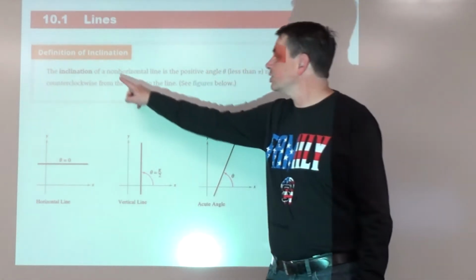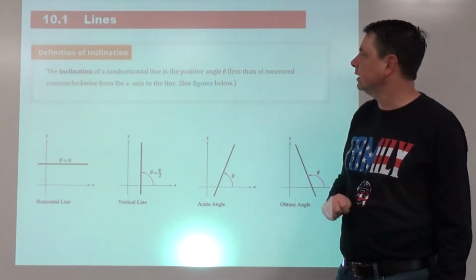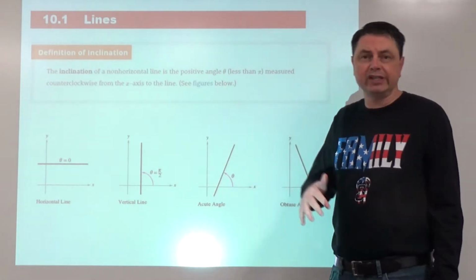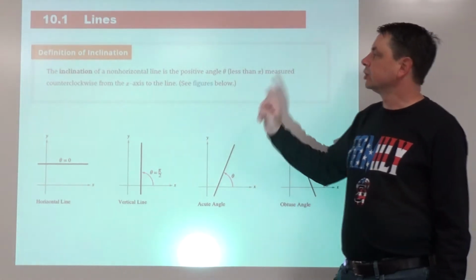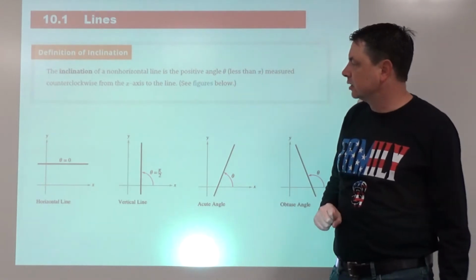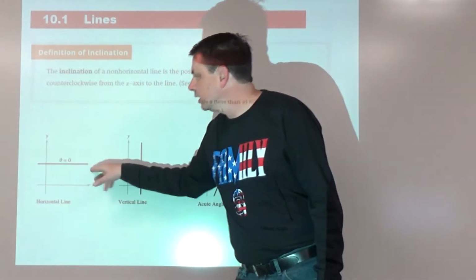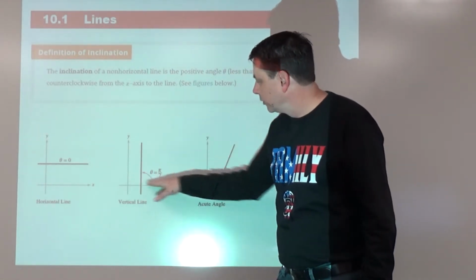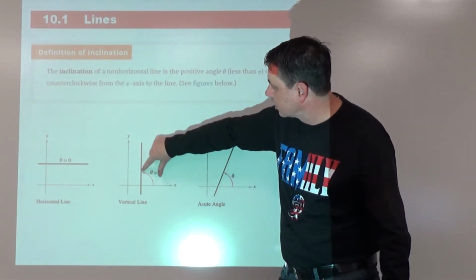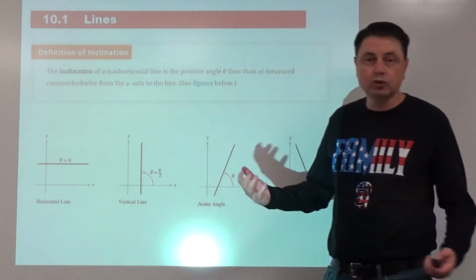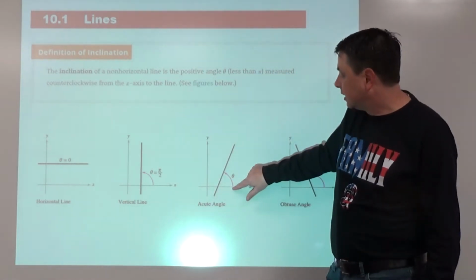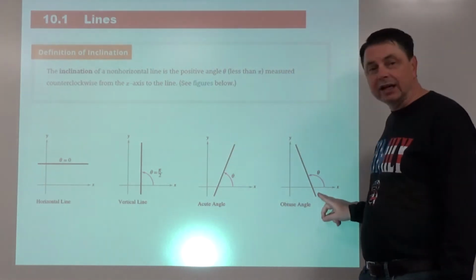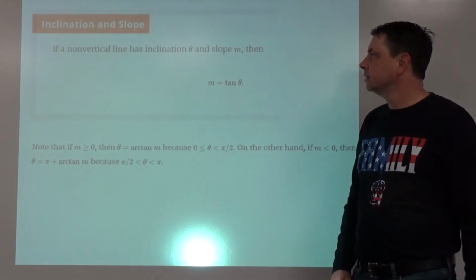So, the inclination of a non-horizontal line is the positive angle less than pi, or 180 degrees if we're thinking degrees, measured counterclockwise from the x-axis to the line. So for a horizontal, it would just be 0. For a vertical, it's from the horizontal counterclockwise to the line, so pi over 2 or 90 degrees. And then here it's that theta. And over here again, it's not the negative, it's the positive.